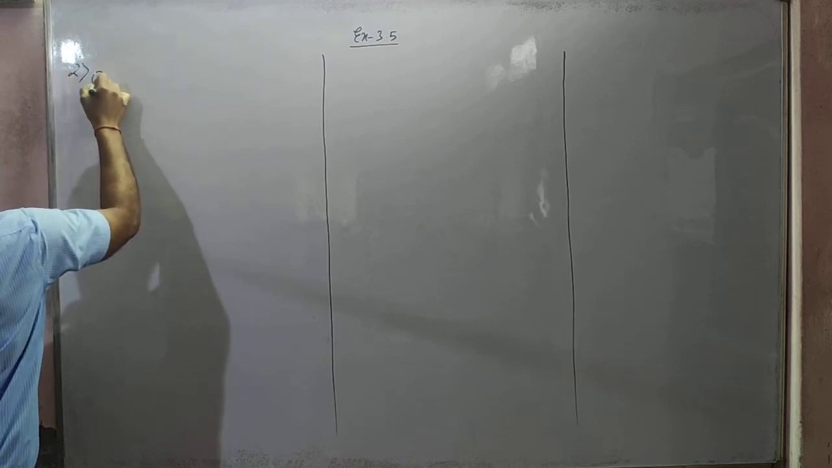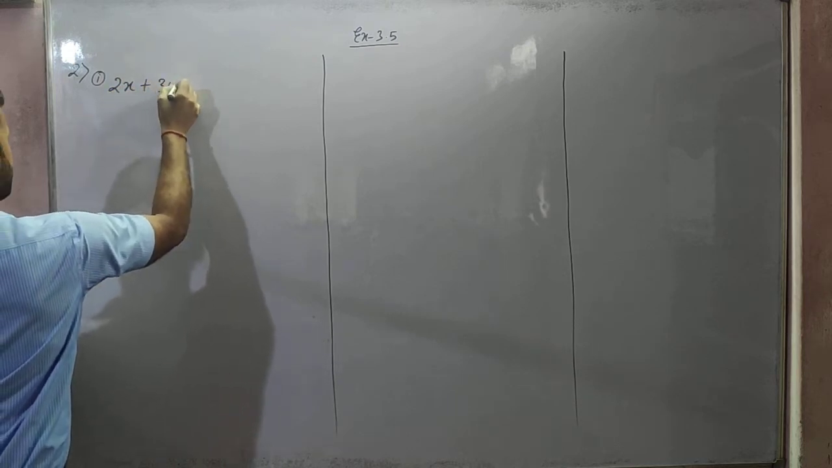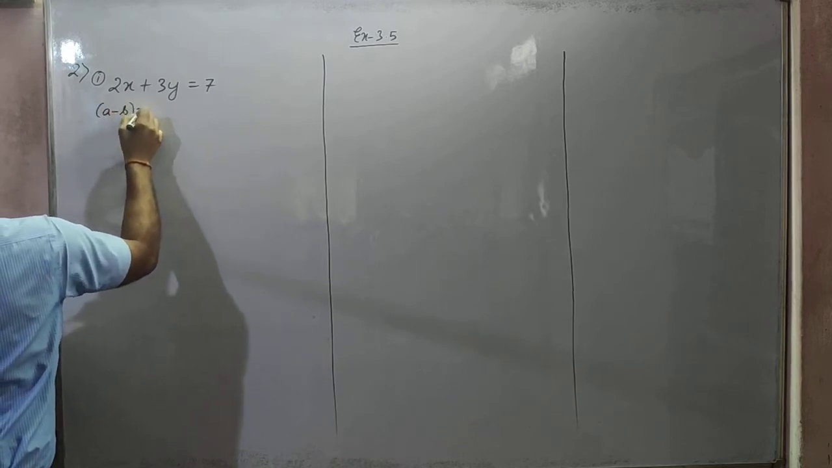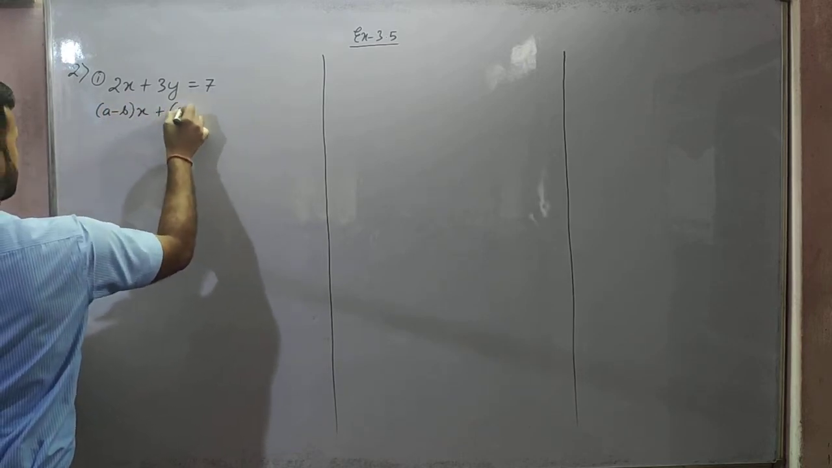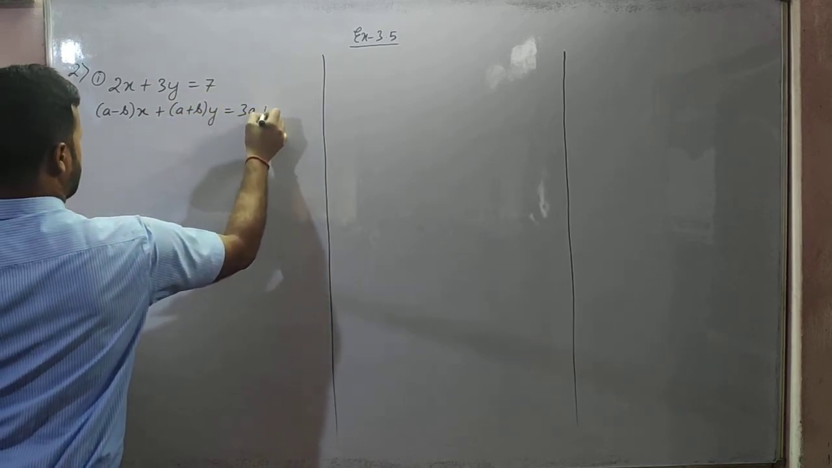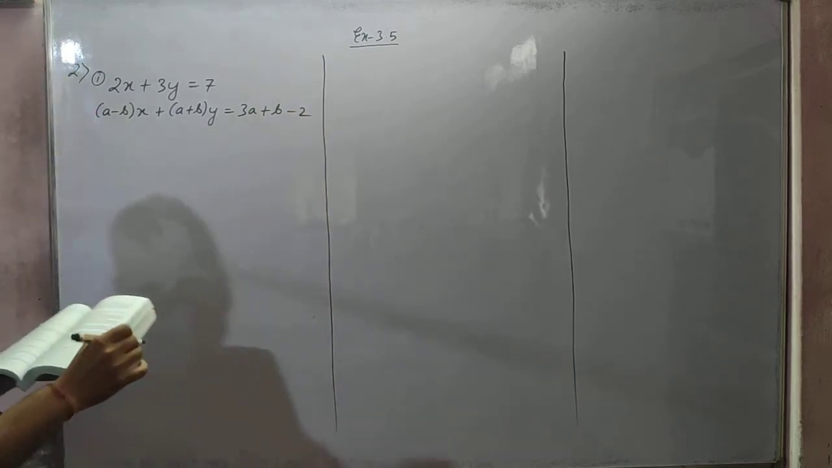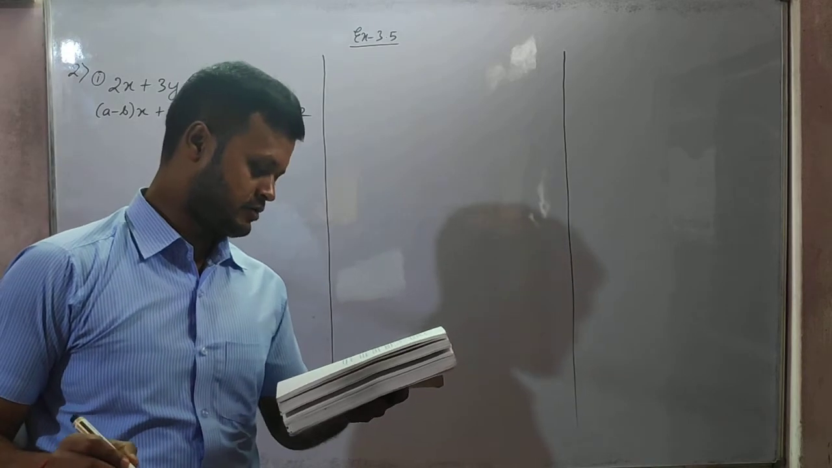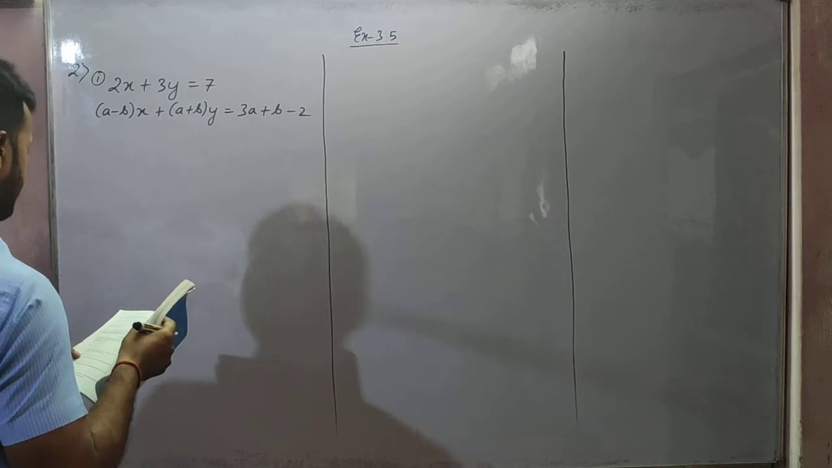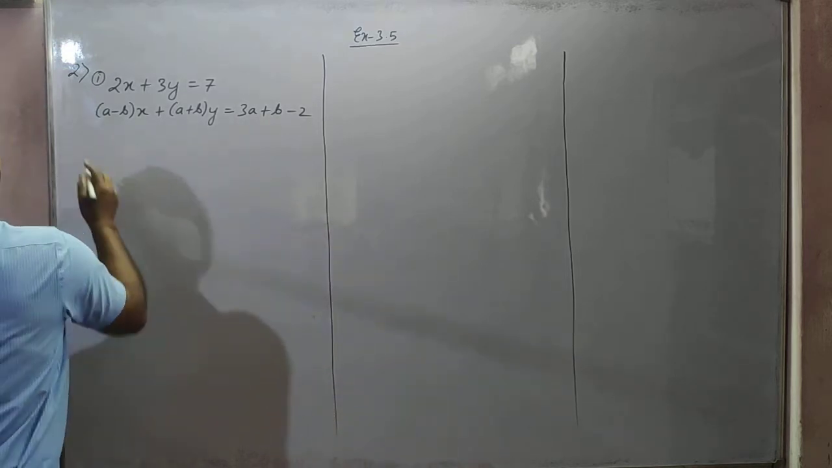Number 1. 2x plus 3y is equal to 7 and (a minus b)x plus (a plus b)y is equal to 3a plus b minus 2. For which values of a and b does the following pair of linear equations have an infinite number of solutions? Okay, infinite number of solutions. 2x plus 3y is equal to 7 and (a minus b)x plus (a plus b)y is equal to 3a plus b minus 2.